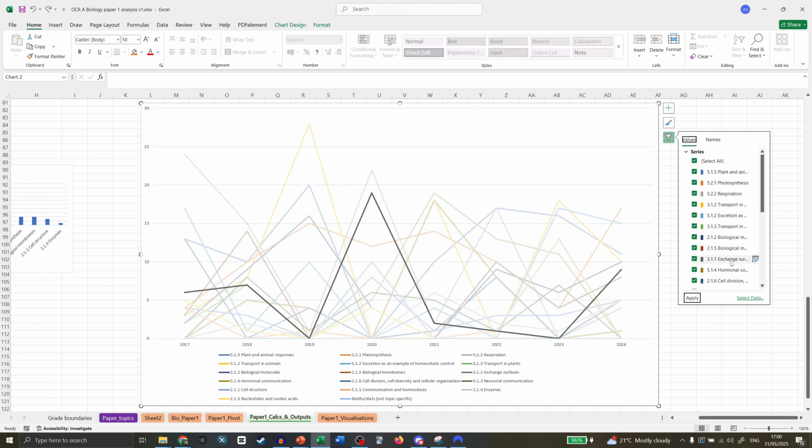Exchange surfaces. I think this is going to go down. I think it's never gone up twice in a row. Fairly high marks last year, around 9 marks.